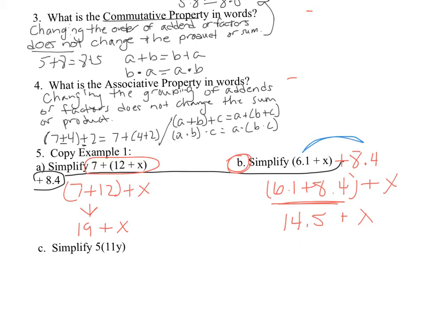So I realize this might be kind of confusing right now, but when we moved and rearranged these two values and put them together right here in the parentheses, that was using the commutative property. When we added them together right here, that was using the associative property. So confusing? Yes, I know. That's a time for you to ask questions if you're confused about this. Okay, so let's try another one.